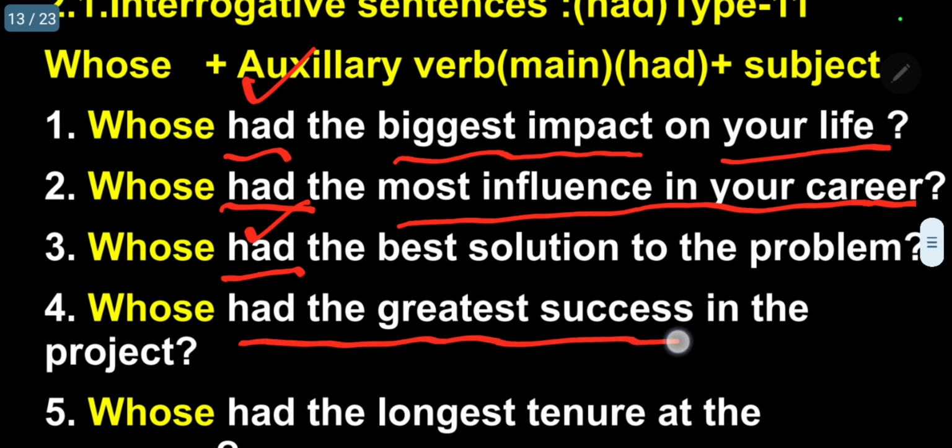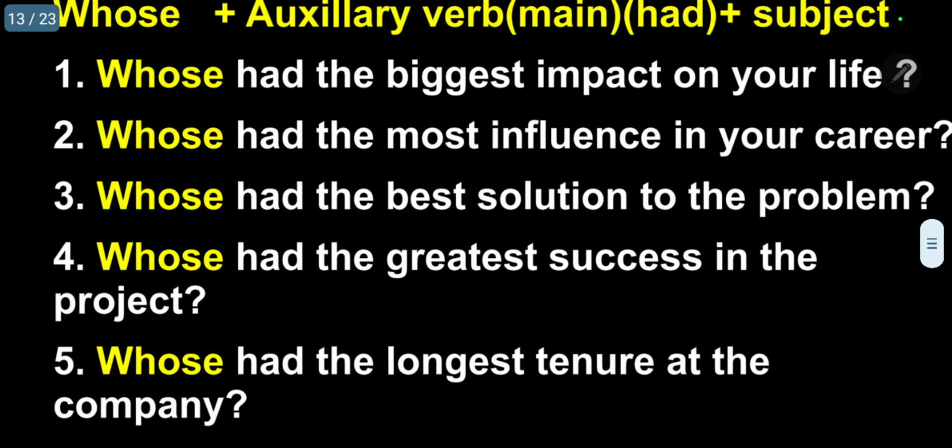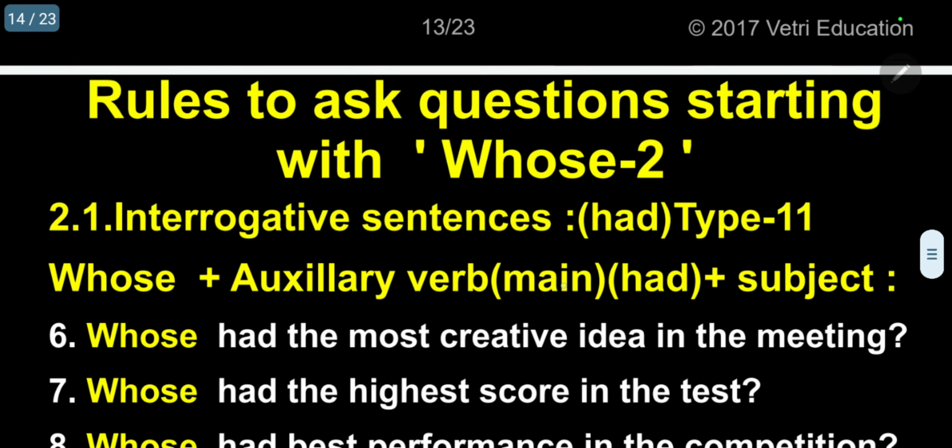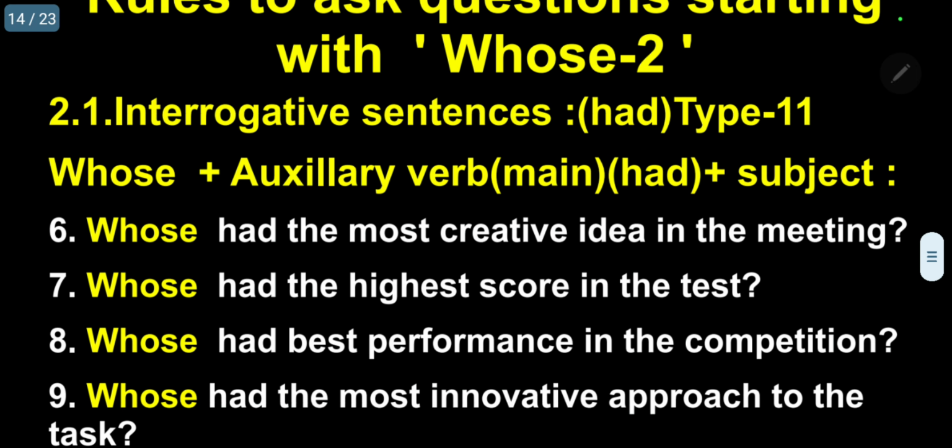Whose had the greatest success in the project? Had auxiliary verb acting as a main verb. Who had the longest tenure at the company? Had auxiliary verb acting as a main verb. Now, in these five sentences, we use had as an auxiliary verb acting as a main verb. Now, we are going to give some other examples, so we can get sometimes even a main verb also. Let us see.